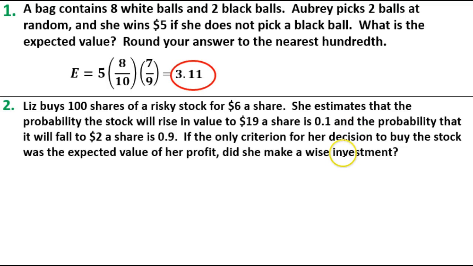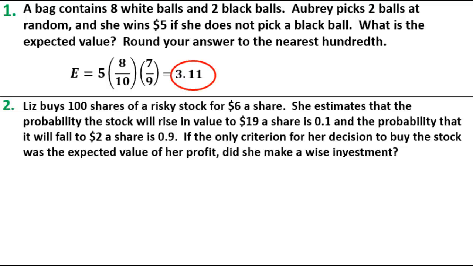Now this one down here I want to go through with you as well. Liz is purchasing some risky stock for $6 a share. She estimates the probability the stock will rise to $19 a share is 0.1, and the probability that it will fall to $2 a share is 0.9. So if that's the only criterion for her decision, did she make a good decision? What's her expected payout? So let's look at this.